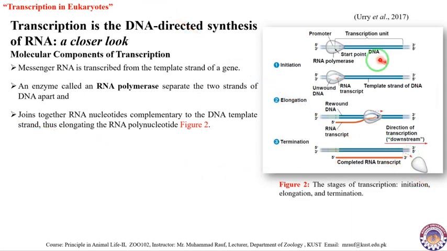So the process of transcription has those three stages. First, initiation, when the RNA polymerase and other enzymes come and attach to the promoter region of the gene. Second is elongation, where the actual messenger RNA is synthesized. The third is termination, where the synthesis of messenger RNA is completed and RNA polymerase is released from the gene.